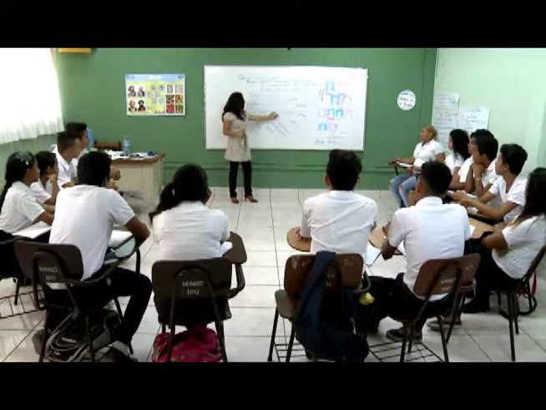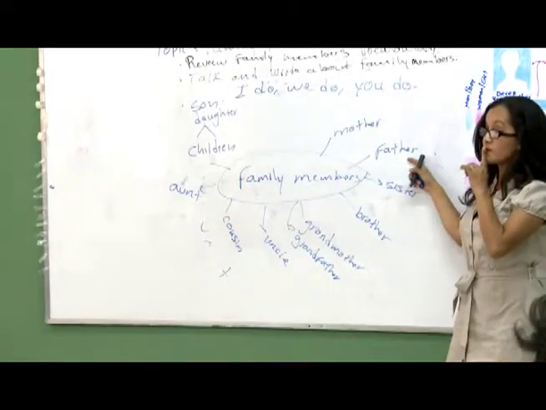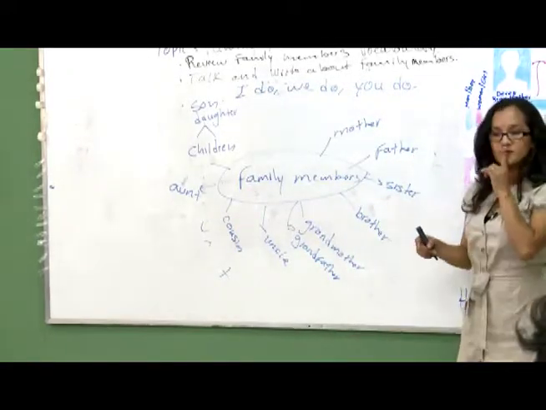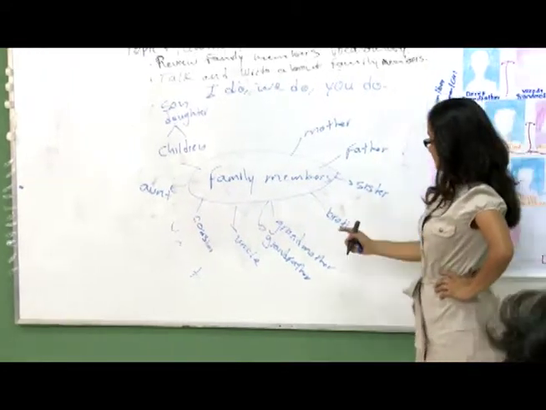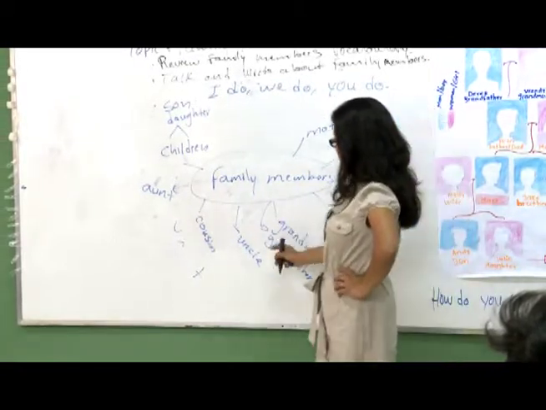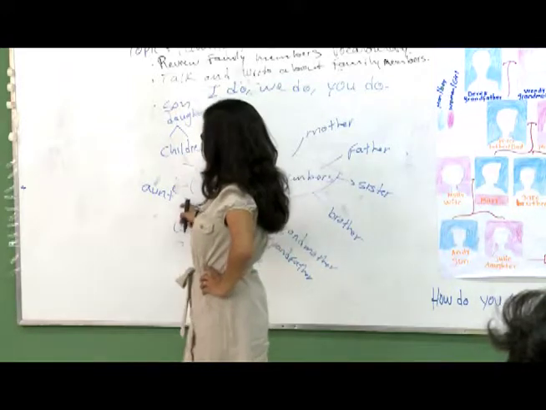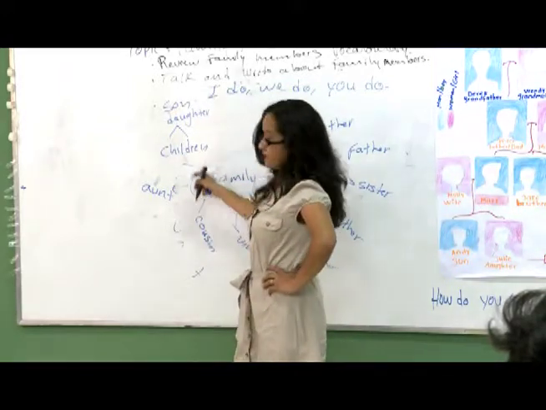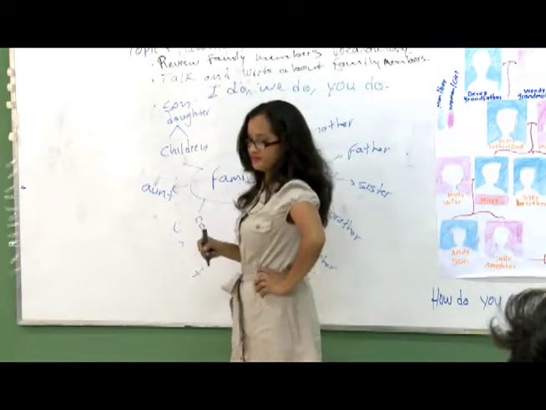Family members. Mother. Father. Sister. Brother. Grandmother. Grandfather. Uncle. Cousin. Aunt. Children. Son. Daughter.